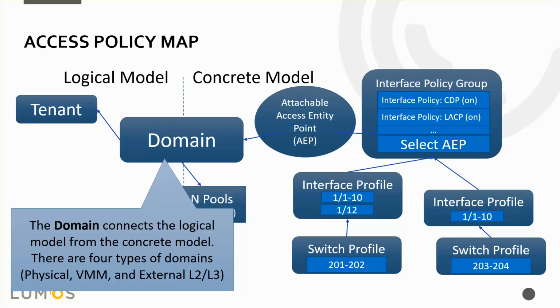Starting with domain. There are 4 domains: physical, VMM, L2, L3. We're going to be focusing on physical domain here. Physical domain and AEP are what's going to tie the logical and the concrete model together, right? So I can have multiple domains. I could have one for prod, one for non-prod, one for dev, or I could just have one domain and limit what VLAN has access to what ports in other ways. So again, we'll be doing one single physical domain in this demonstration.